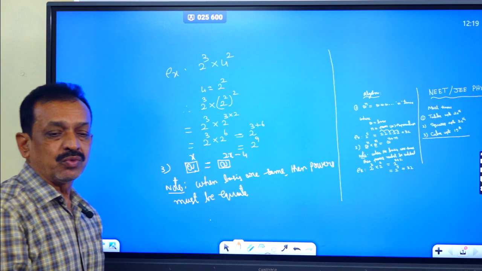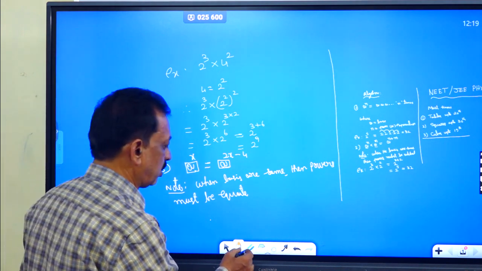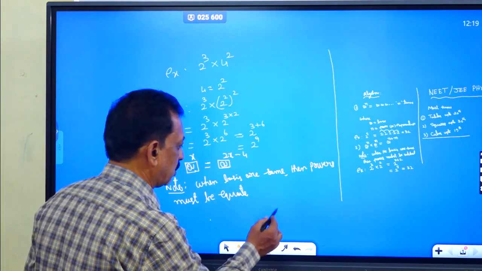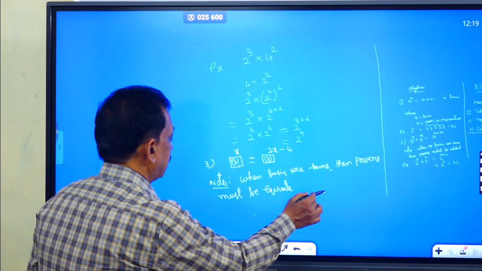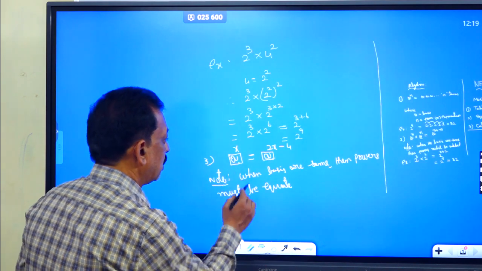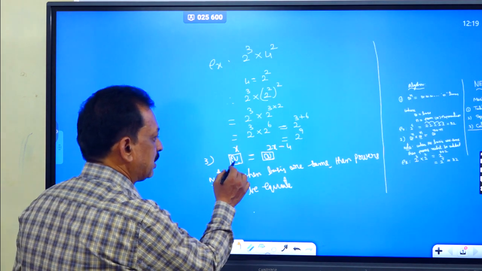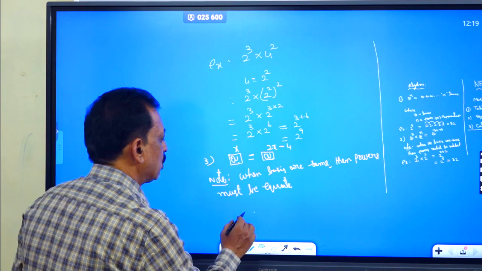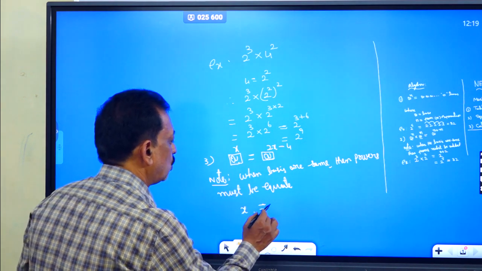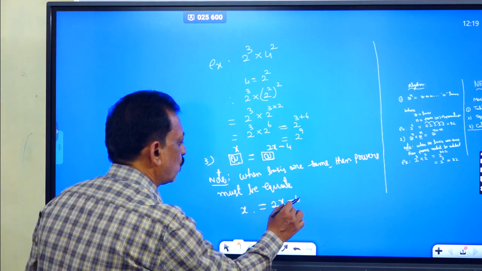If the bases are not the same, you can't do anything. You just have to follow the method, so that's all. Now here, what is that? a to the power of x is equal to... the base is a, so I can do it. So x is equal to 2x minus 4.